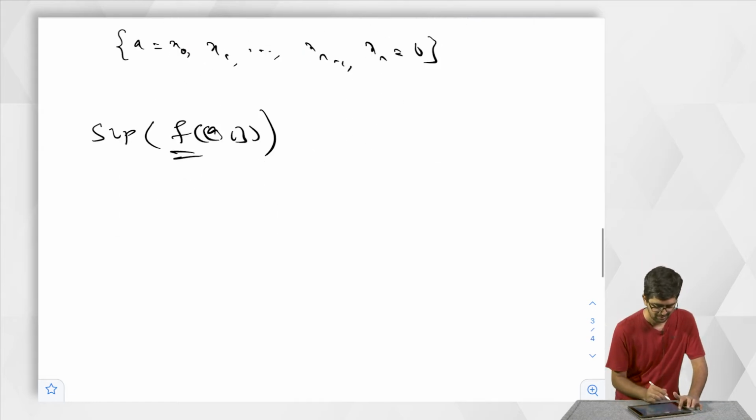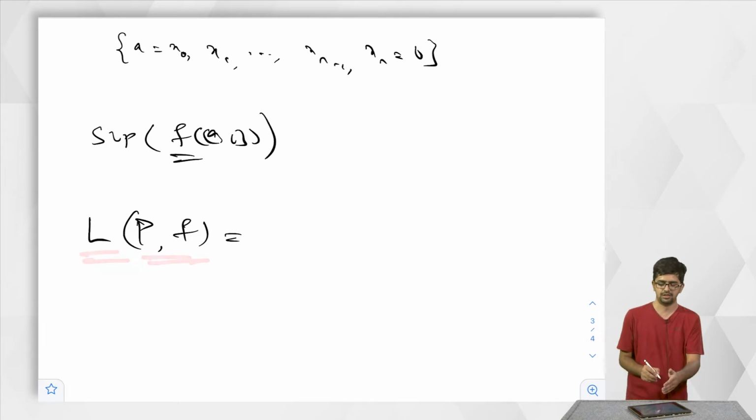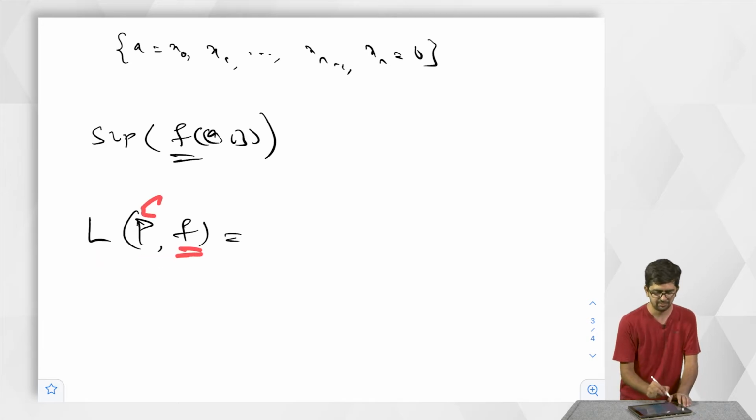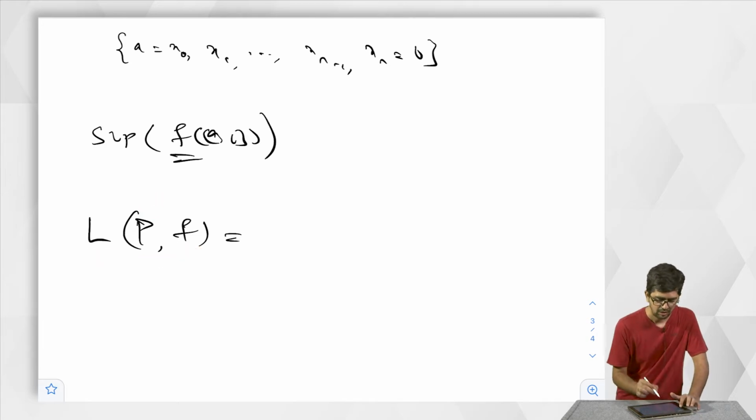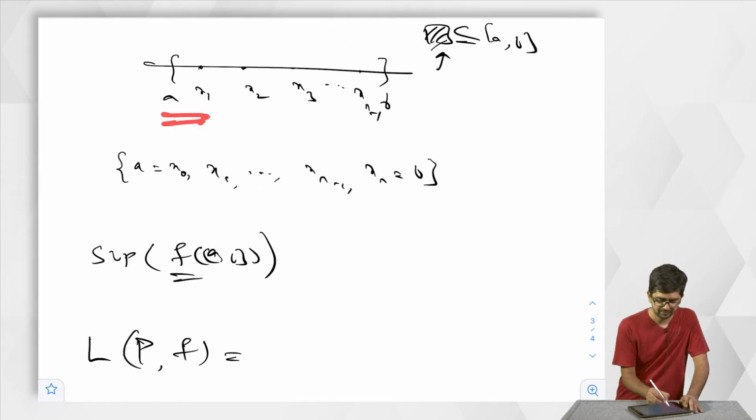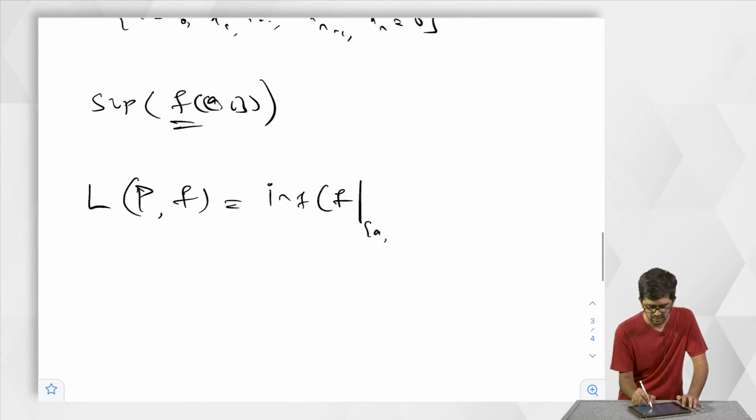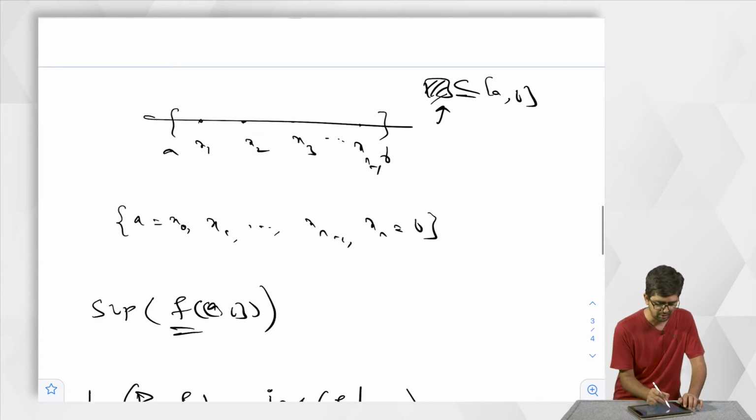What is it? Given a partition P for the function f, we have what is called the lower Darboux sum of f with partition P. How is it defined? What I am doing is simply the following. I am restricting f to this interval, then I am taking the infimum of f restricted to a comma x1.